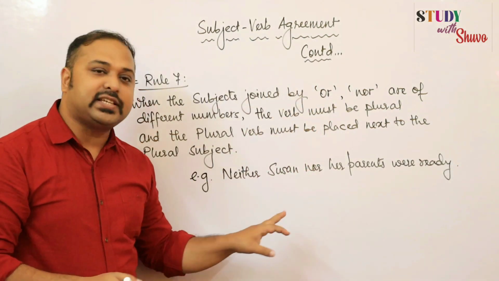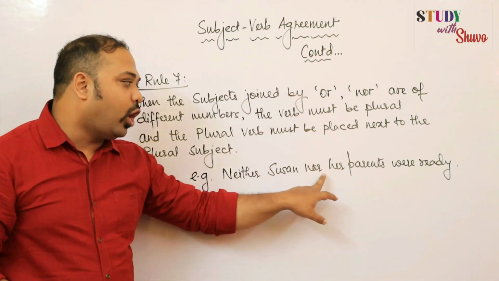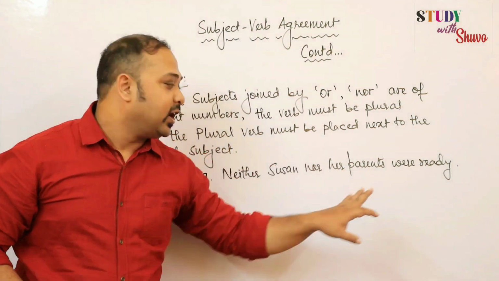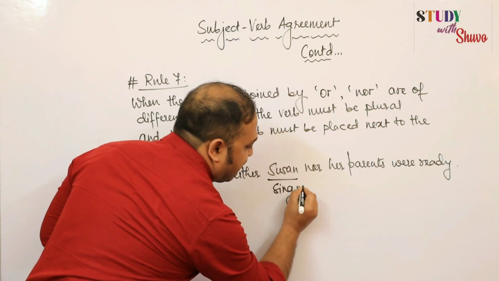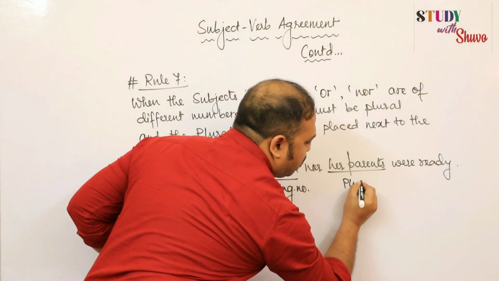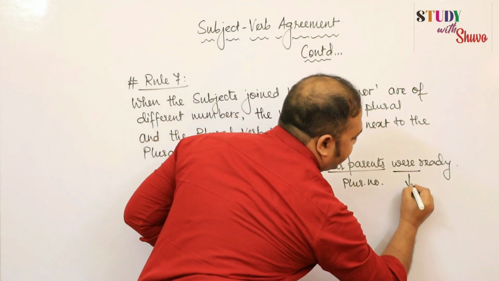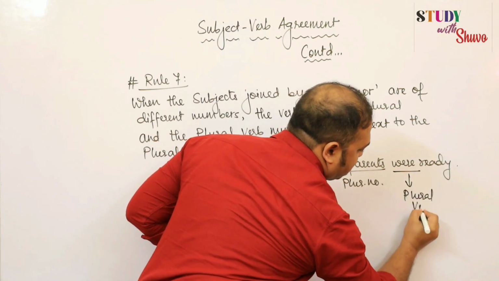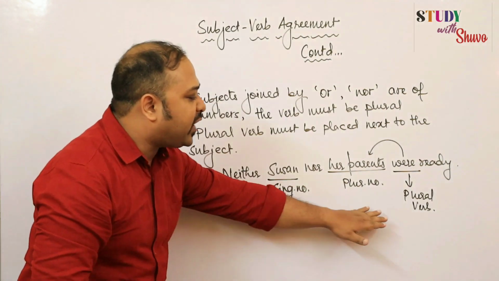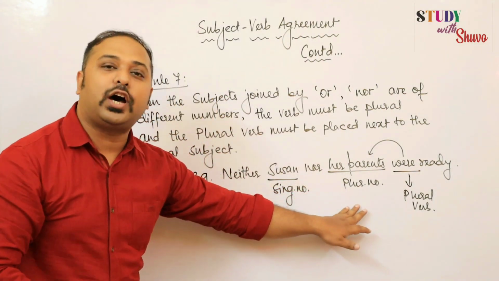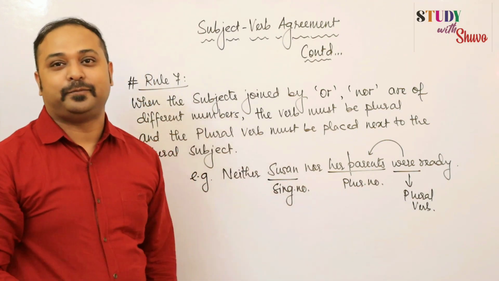So children, we have taken a sentence as an example, and the sentence reads, neither Suzanne nor her parents were ready. In this particular sentence, Suzanne is a singular number and her parents is plural number. So here we have used a plural verb, were. So this verb agrees with the subject closest to it. So we have kept the plural verb close to the plural subject. So that's rule number 7.